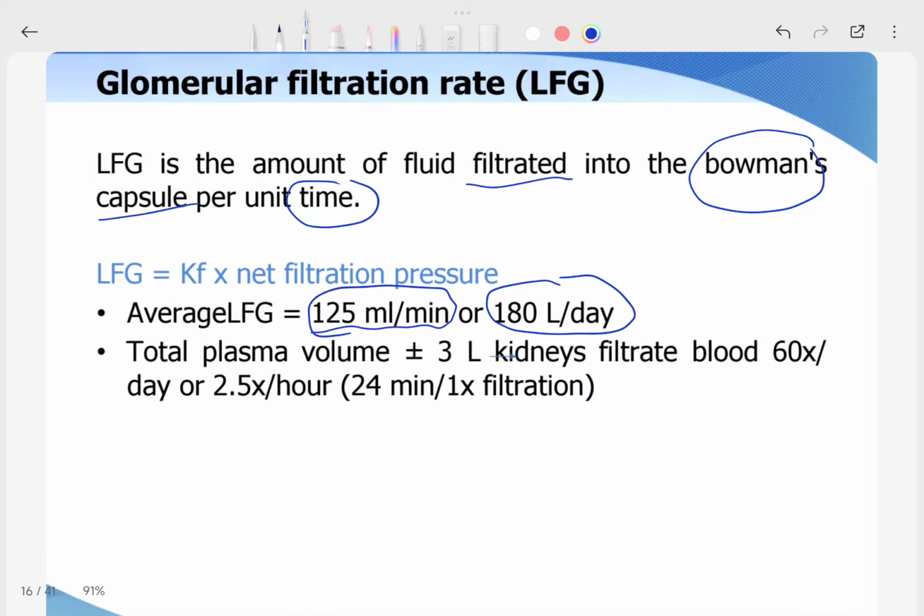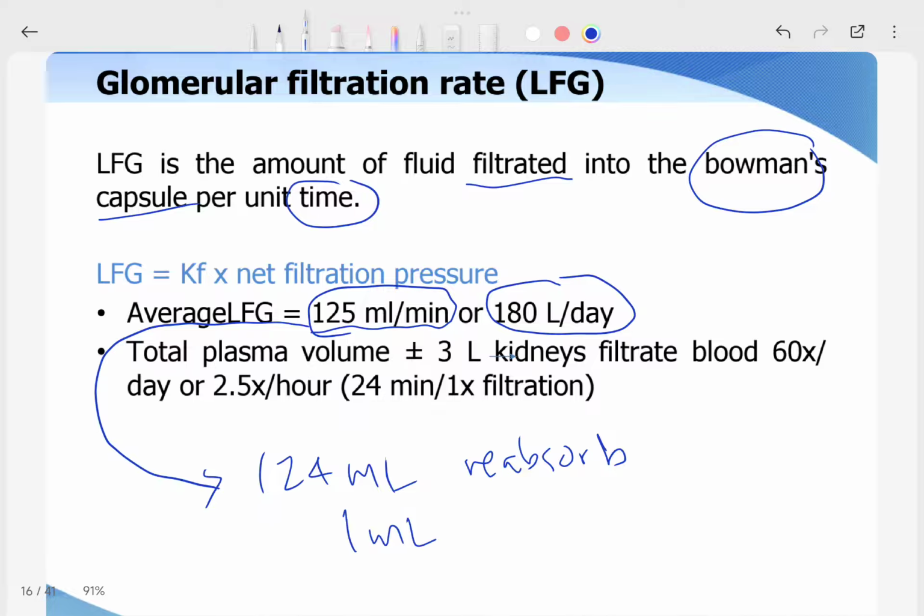But here's the amazing part. From this number, 180 liters, only 1.8 liters, I mean, 179 liters will be reabsorbed, and only 1 liter will be excreted. Why is it reabsorbed again? Because there are many important materials in our blood that can be used again.